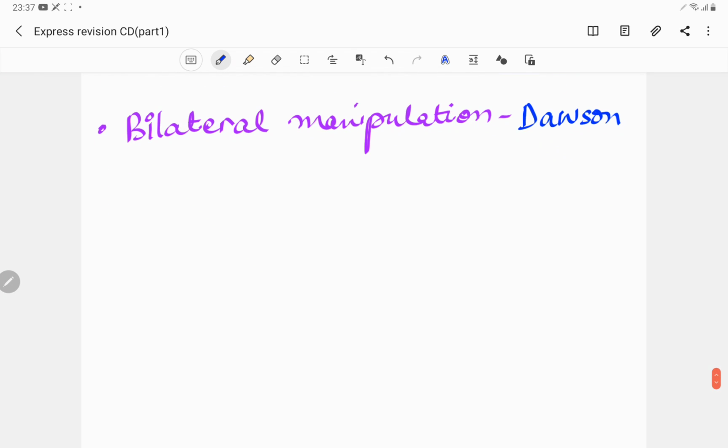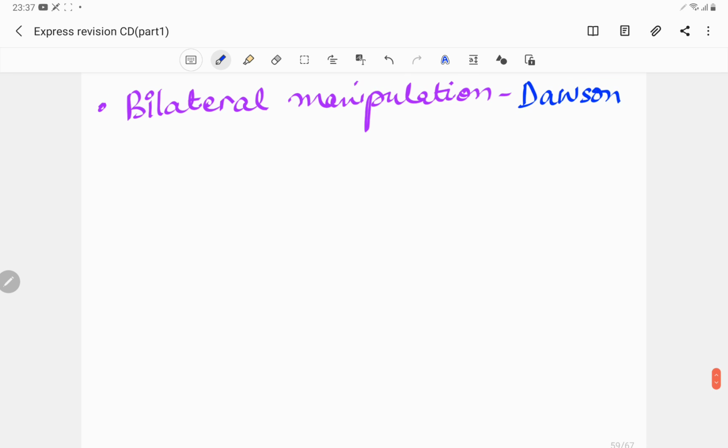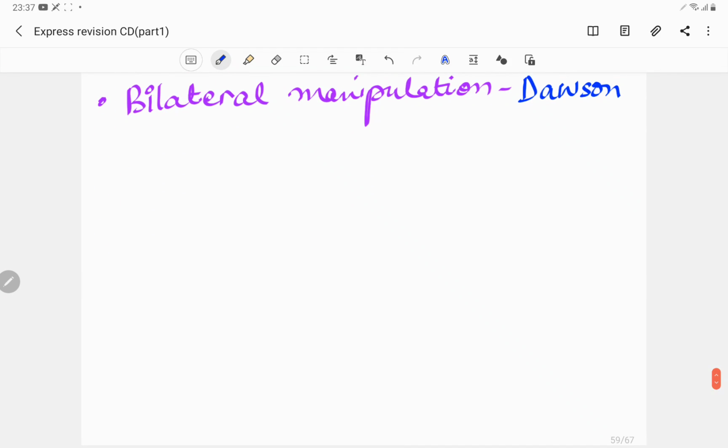So wherein we guide, we stand behind the patient and we engage our fingers in the mandible, and we put our palm area near the condyles, and we guide the mandible. So that is the bilateral, from both the sides. That is why it is called bilateral manipulation.